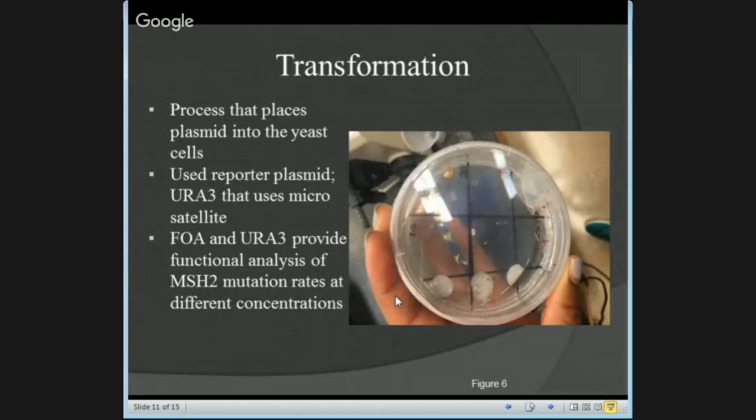So next, this is our result. We had the transformation. This was the process that placed the plasmid into the yeast cells, and we got a plate, and we had to label our cells into different cells, and it was labeled according to what Dr. Kiyoko and Dr. Chen provided us. And we used reporter plasmid. They used microsatellite, and it provided functional analysis of the MSH2 mutation rates at the different concentrations.